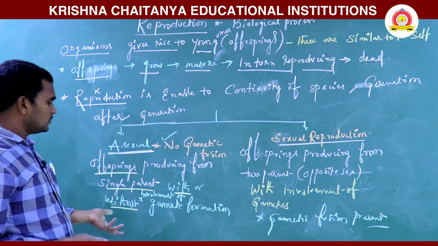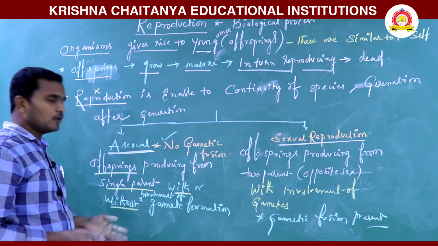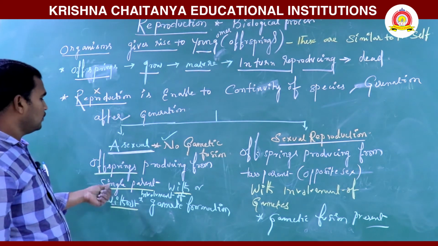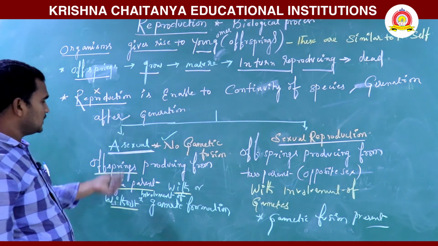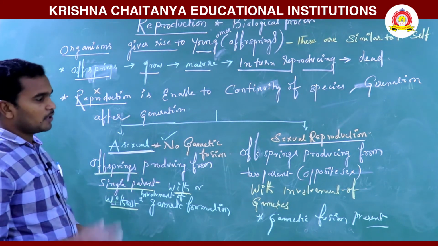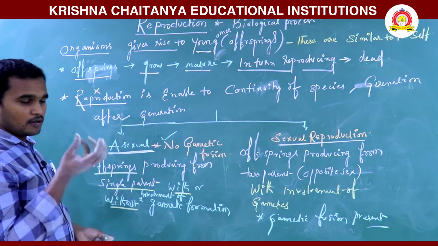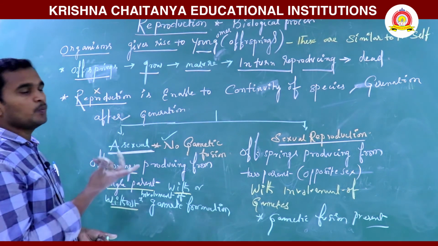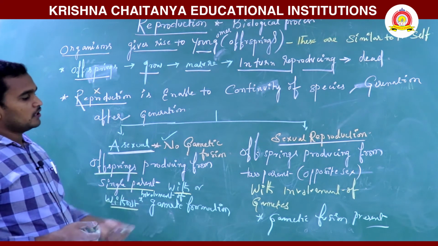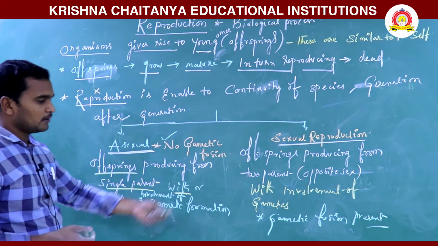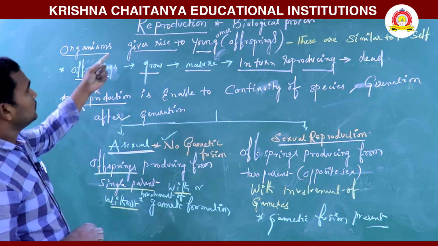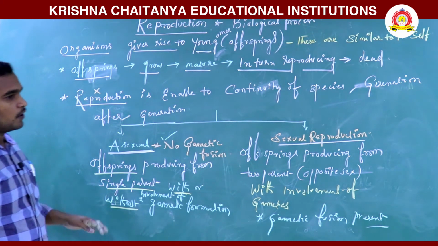So in asexual reproduction, only a single organism produces new offsprings, with or without involvement of gametes, so that's why it is called asexual reproduction. Sexual reproduction is where offsprings are produced from two parents with involvement of gametes, that is, gametic fusion of the parents. This is reproduction.